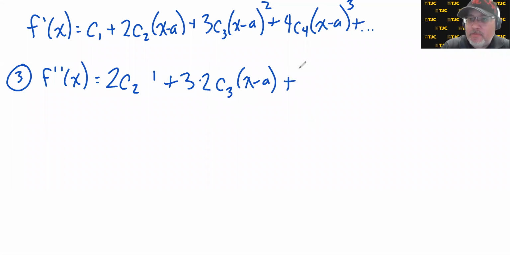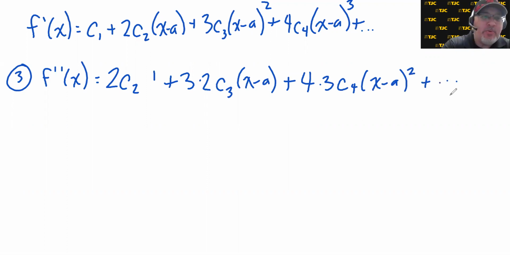The next term, this one right here, if we took its derivative, we would bring down the 3, but there's already a 4 out there, so let's write 4 times 3 c4, lower the power by 1, and then the rest.